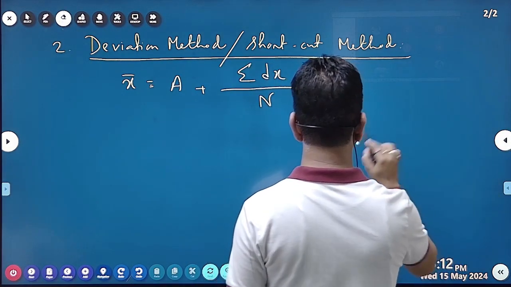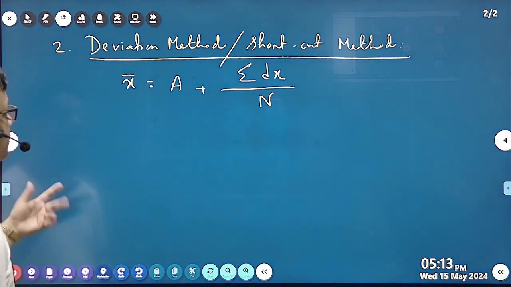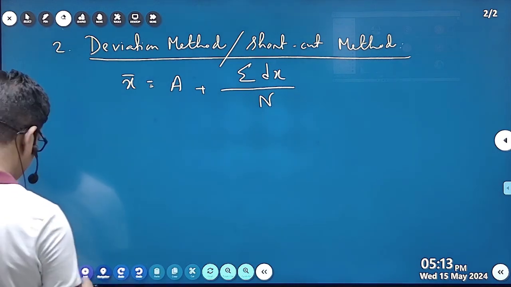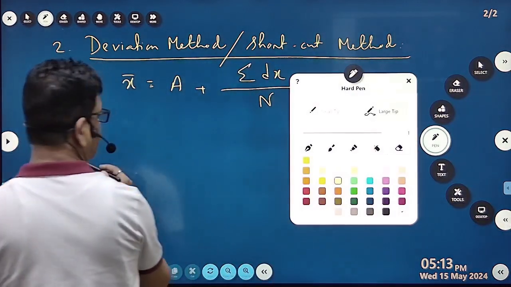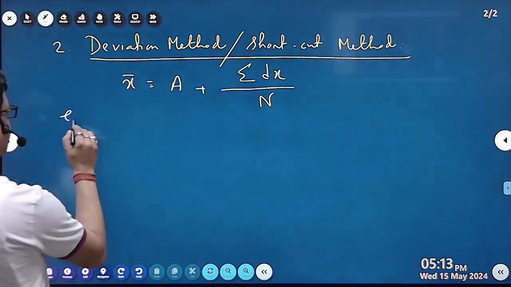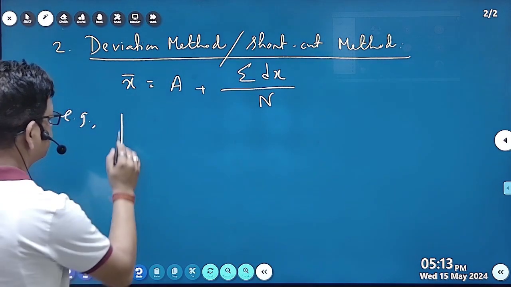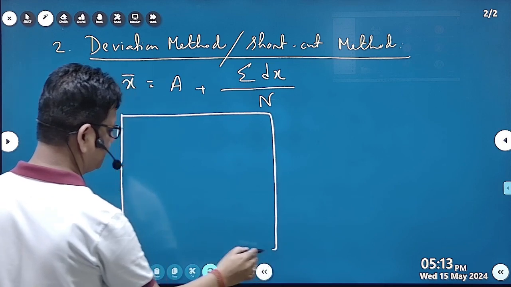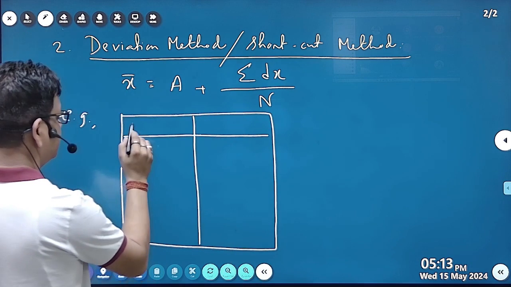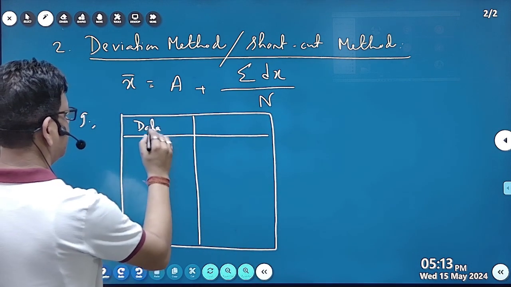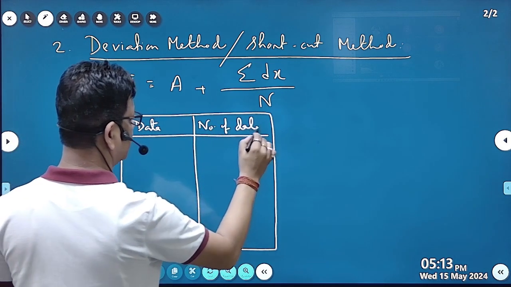Now, let's once again take an example to find the mean for this data. One more example. Suppose we have a table like this. You are asked to find the mean of this data. Suppose this is the data, and this is the number of the given data.